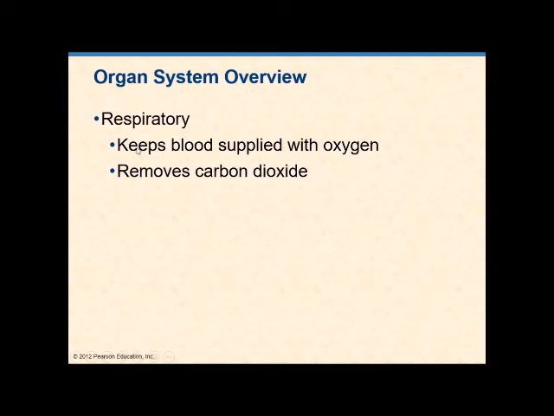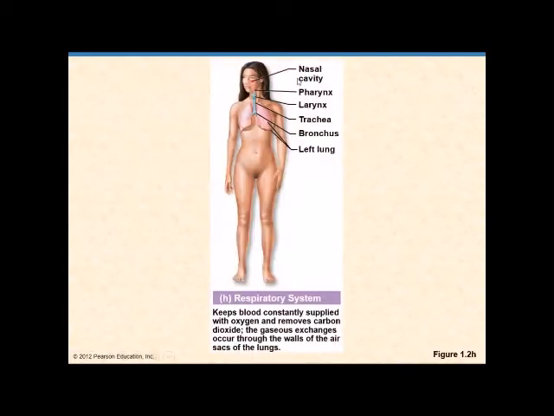The respiratory system keeps blood supplied with oxygen, and also removes the carbon dioxide. It also can function a little bit in acid-base balance, but that's not its primary job. So you can see again, nasal cavities, lungs, all of the pathways that carry the material to the lungs. And I always like to say, to err is human.